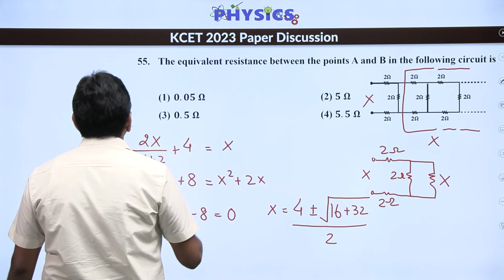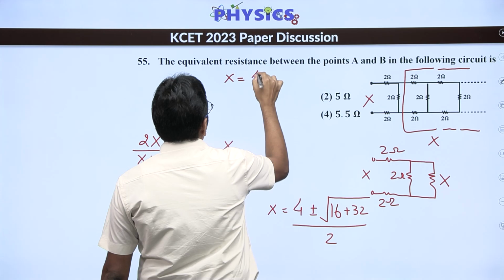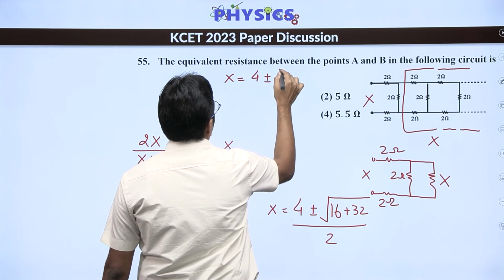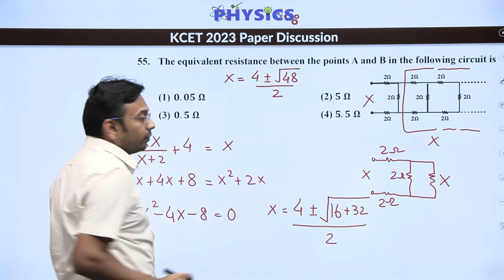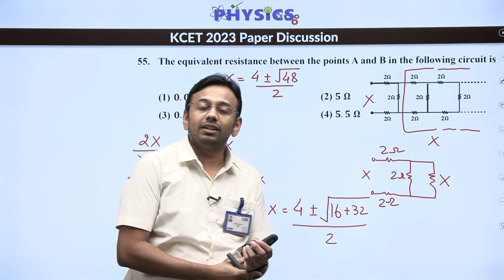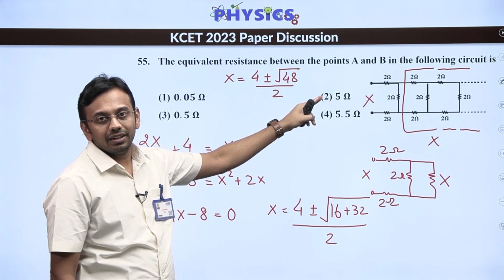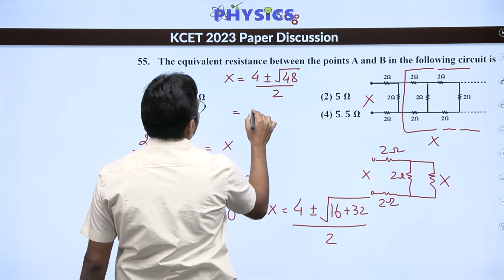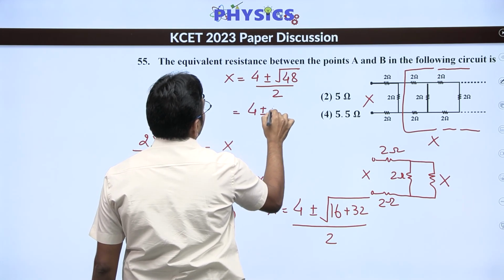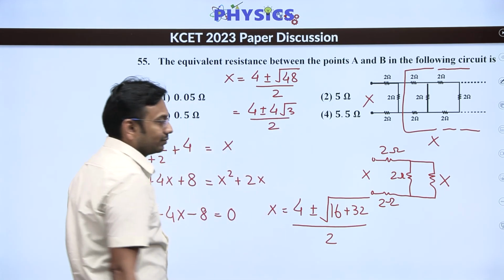So we are getting x equal to 4 plus minus under root 48 divided by 2. Root 48 we can further split as 16 into 3. So if I do 16 into 3, this will become 4 root 3. So this becomes 4 plus minus 4 root 3 divided by 2.